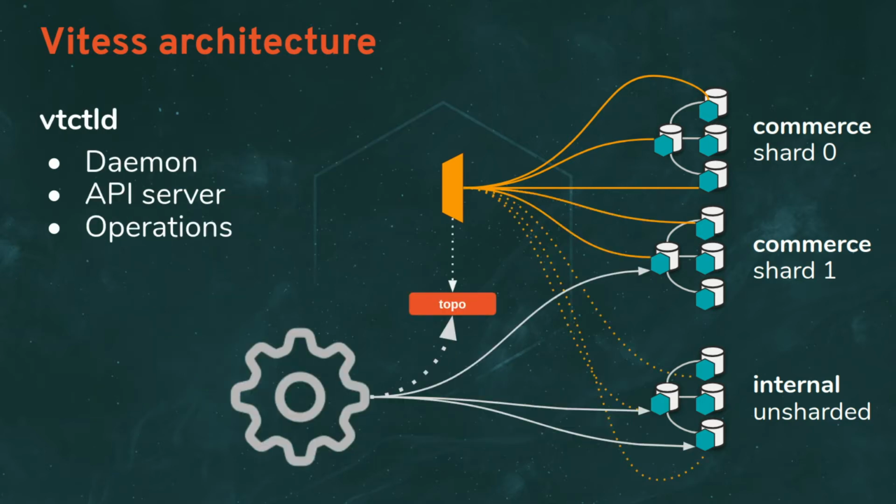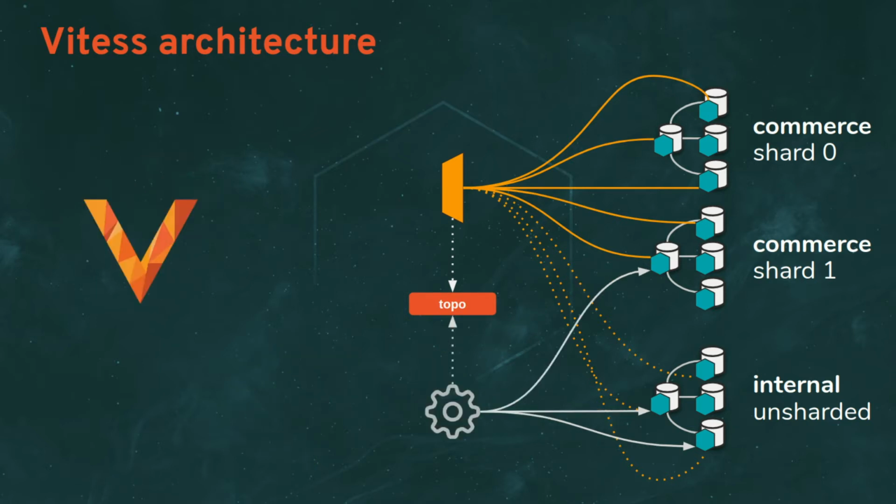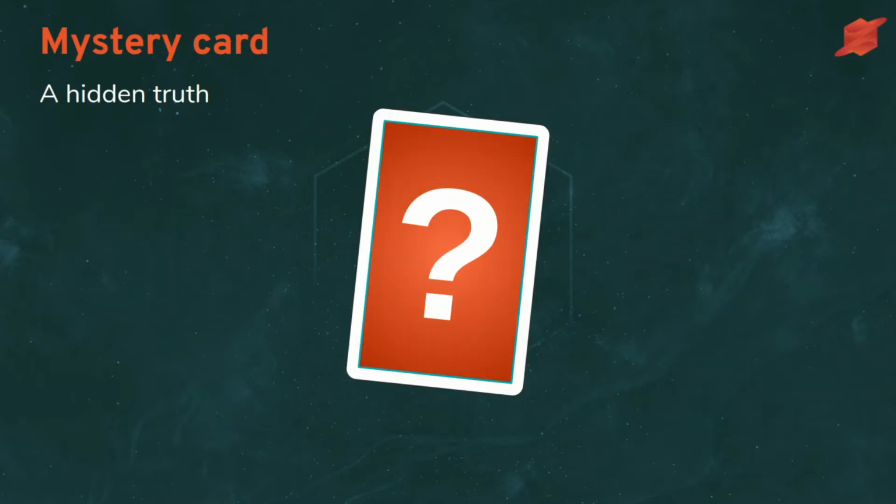And the last component I would like to introduce is VTCtld, the control daemon, which uses topo to run operations like resharding or planned takeovers, reparenting, etc. It's a daemon. It also serves an API, and we will see shortly how it becomes useful. So that's the general overview of the Vitess architecture.